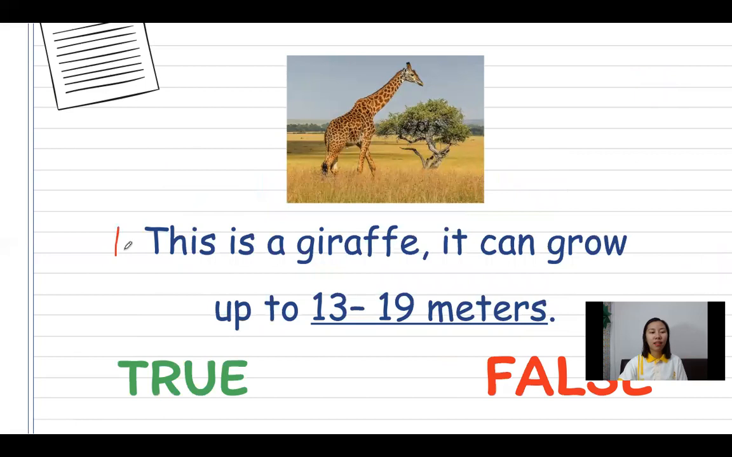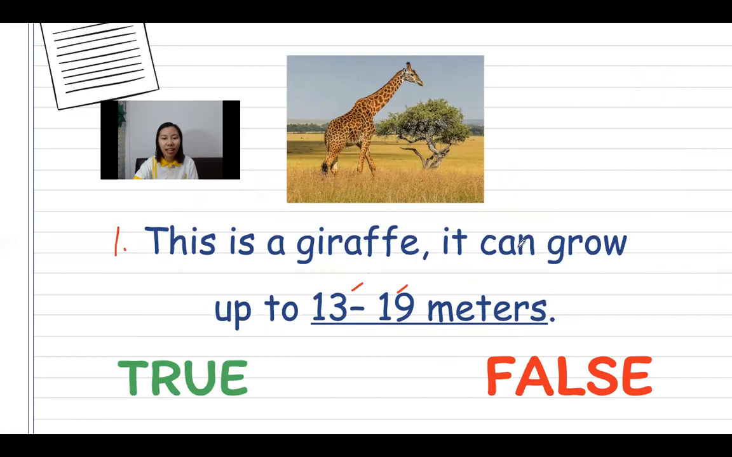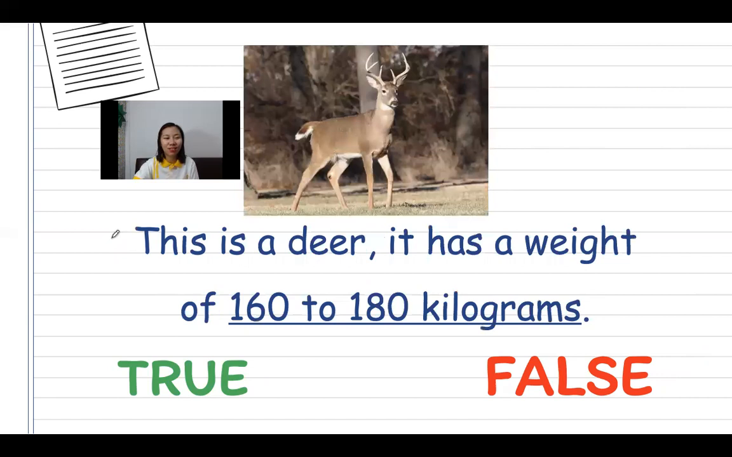Okay, number one. This is a giraffe. It can grow up to 13 to 19 meters. Again, this is a giraffe. It can grow up to 13 to 19 meters. True or false? Go. Okay, so again, write true or write false.